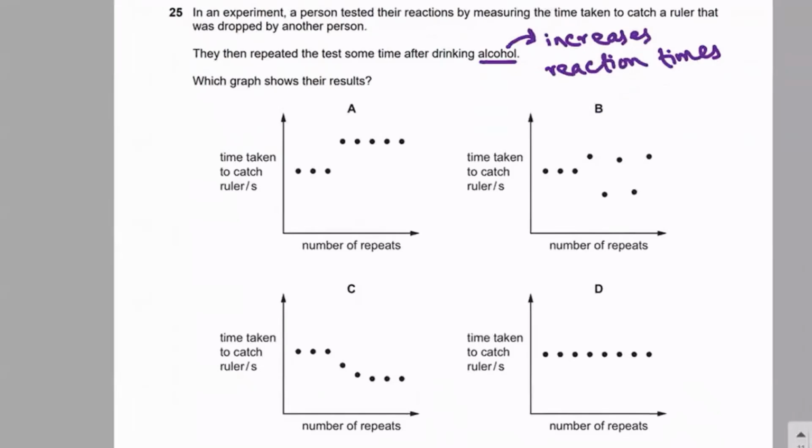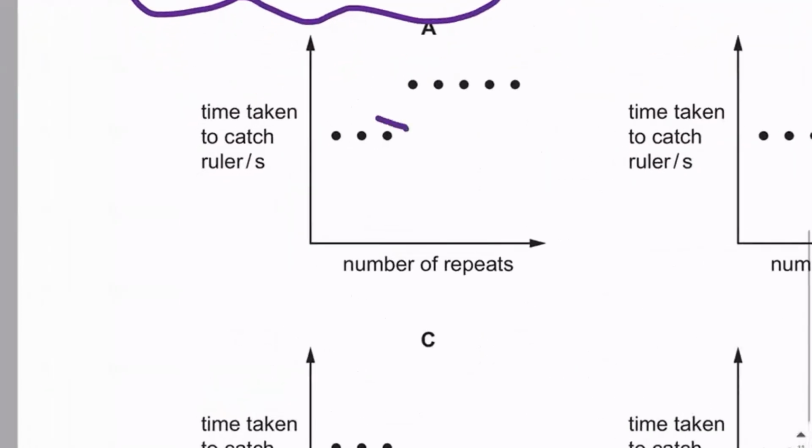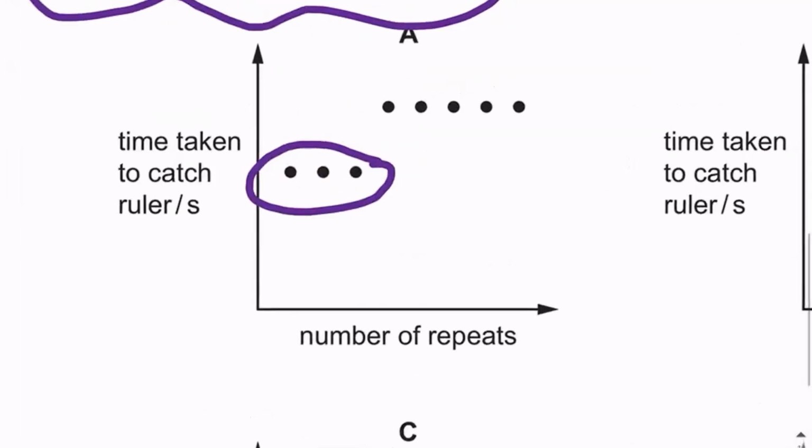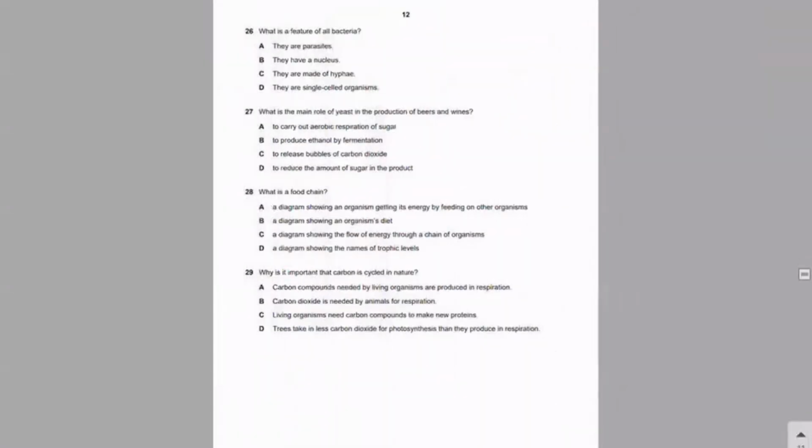So which graph shows their results? Before consuming alcohol, the time taken to catch the ruler will be less because the reaction time will be less. The person will react quickly. But after consuming alcohol, what will happen? The reaction time will increase. The reaction time to catch the ruler will increase. So the answer is A.